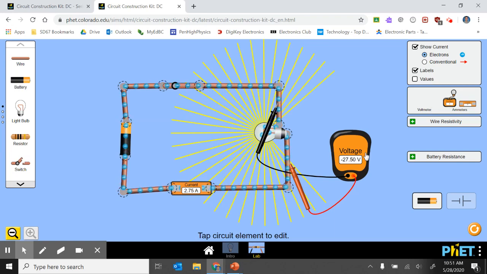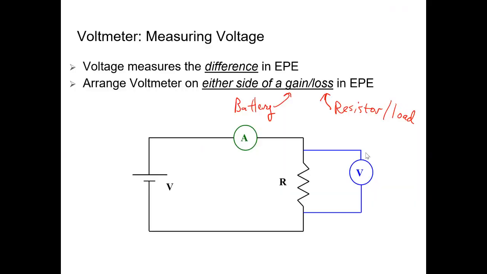So our voltage drop, or our voltage loss, through the light bulb is equal to the voltage gain through the battery. And this is just a little precursor to something we'll talk about later, Kirchhoff's rules. If I arrange another voltmeter across our battery, which has 27.5 volts, I know that this voltmeter will read negative 27.5 volts.